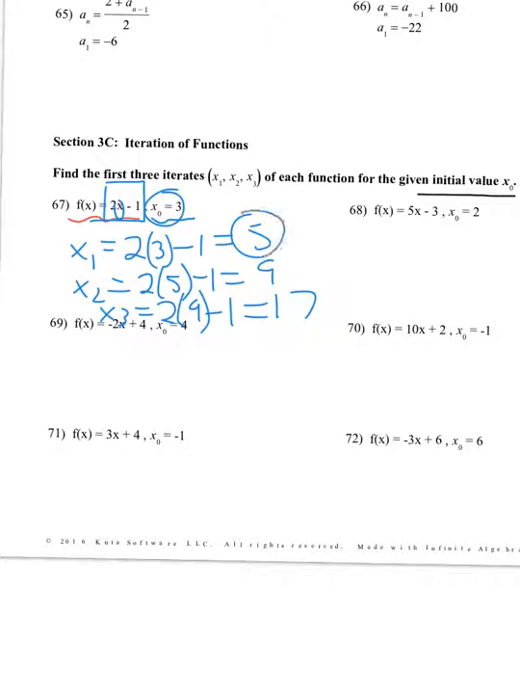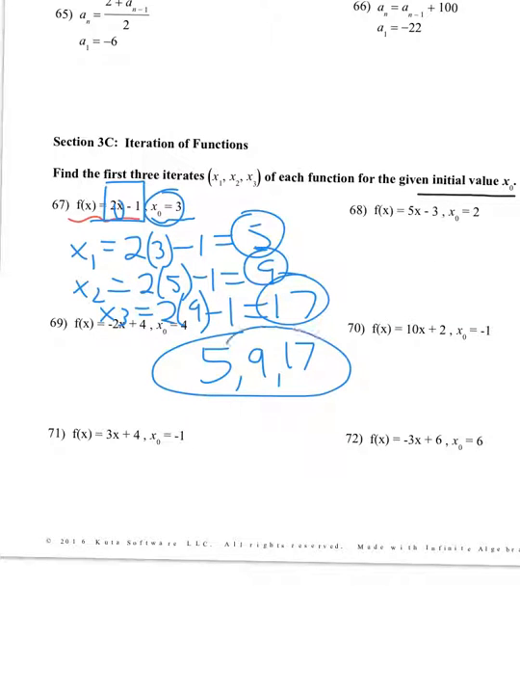So x1, x2, and x3. And usually the best way to write these answers is just commas separating them. So it's 5, 9, and 17. So you're just taking an output from a value into a function and then putting that into the function again each time.